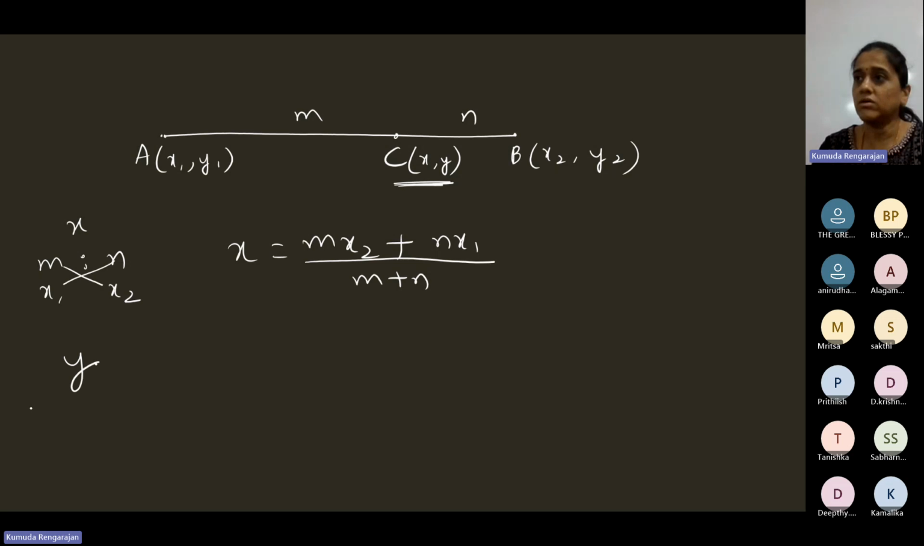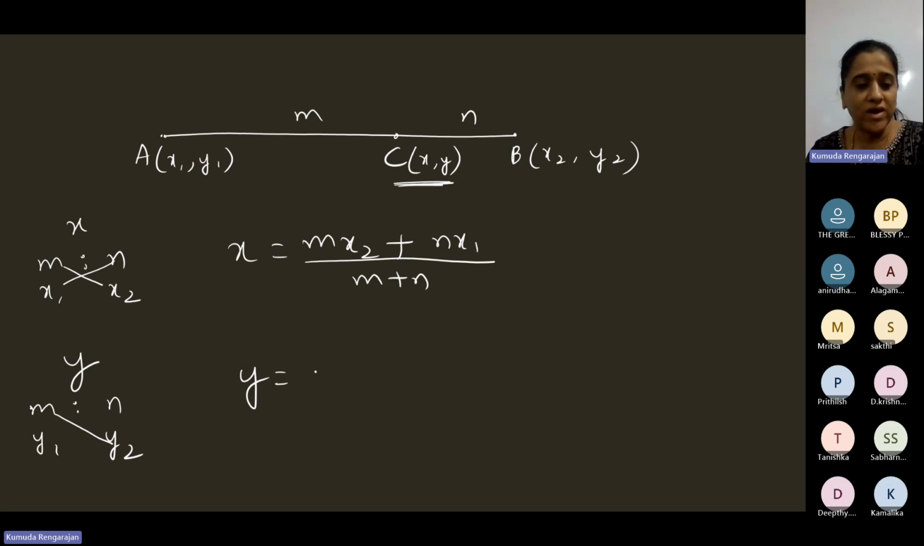To find the y coordinate of the point of division, we use the ratio with the y coordinates y1 and y2. So y is equal to (m y2 plus n y1) by (m plus n).